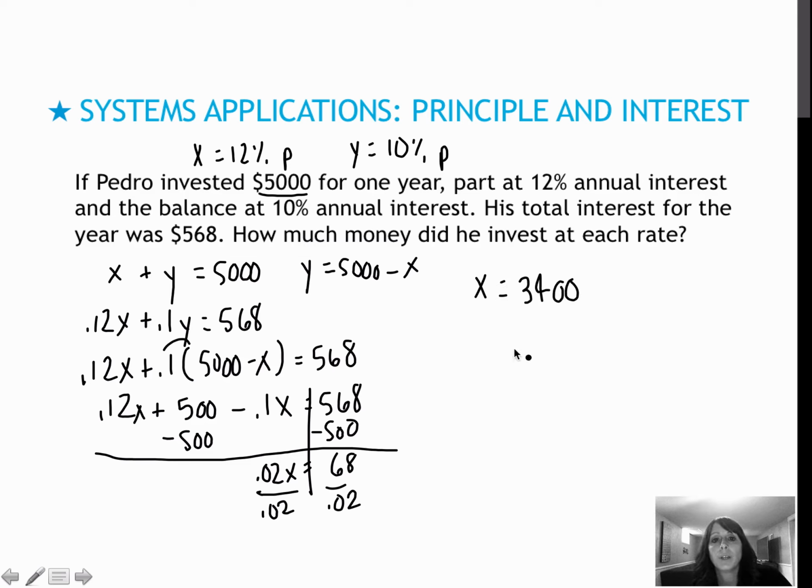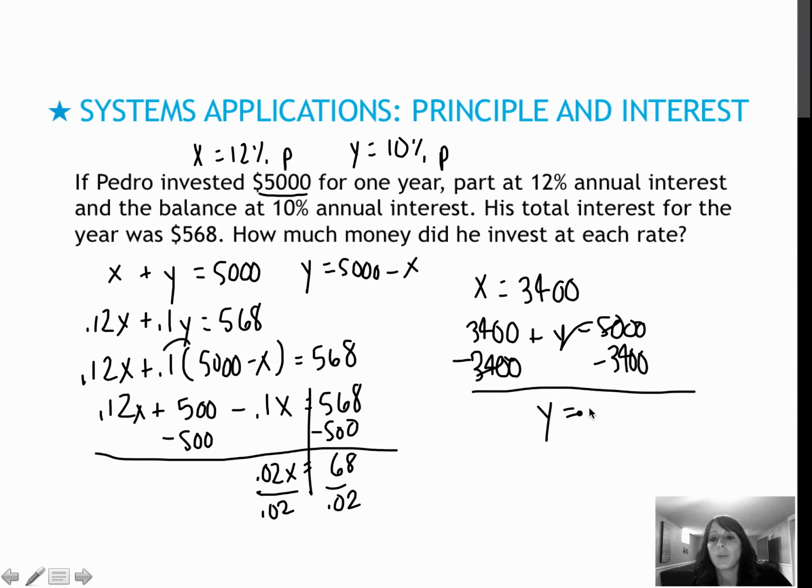3,400. Then of course I know they add up to 5,000, so 3,400 plus y equals 5,000. My computer's being a little wonky right now, but y equals 1,600. And again, I would finish it off by the sentence that says Pedro invested 3,400 in the 12% account and 1,600 in the 10% account.